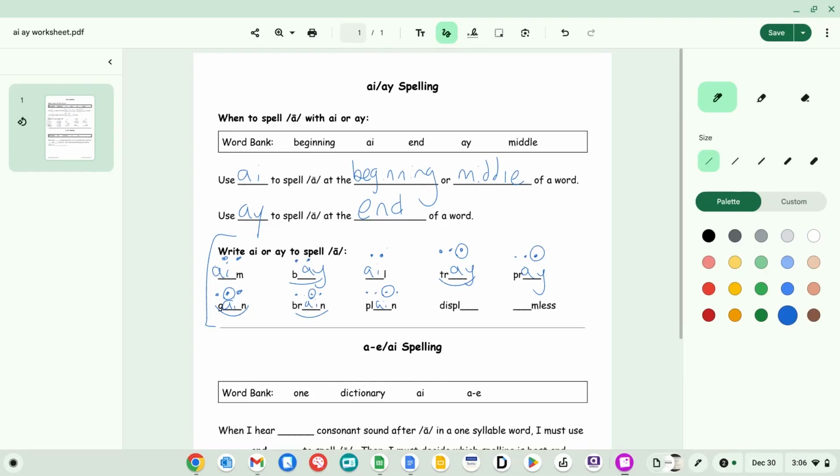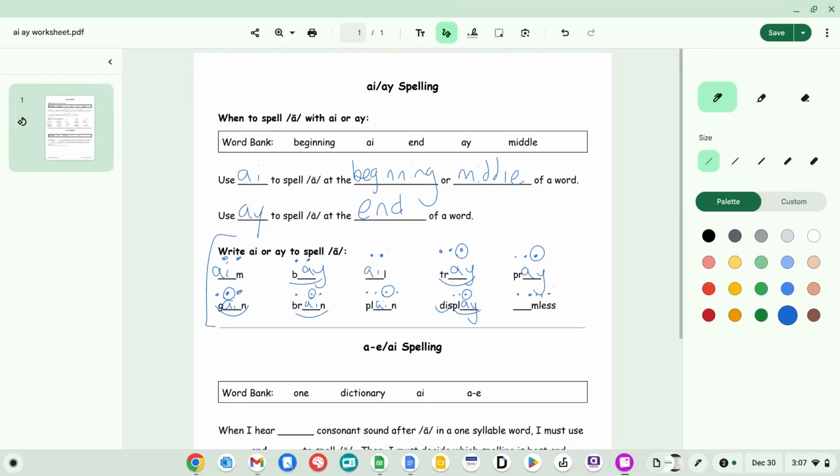All right, so your next word is display. So this word is multisyllabic. So it's going to be display. So we can just focus on this second half if you choose to. So display. So it's P-L-A. And I hear it here at the end of that multisyllabic word. And again, if you hear it at the end, it's going to be with an A-Y.